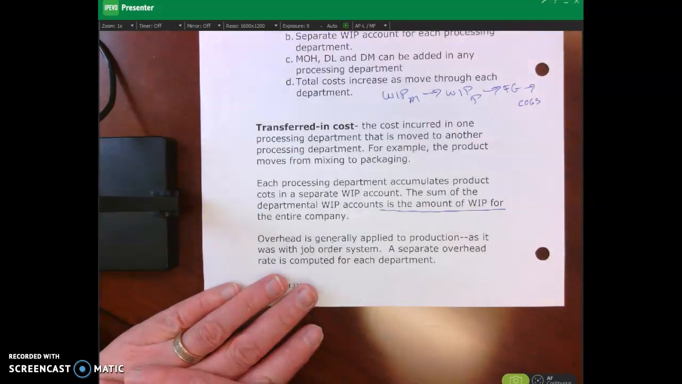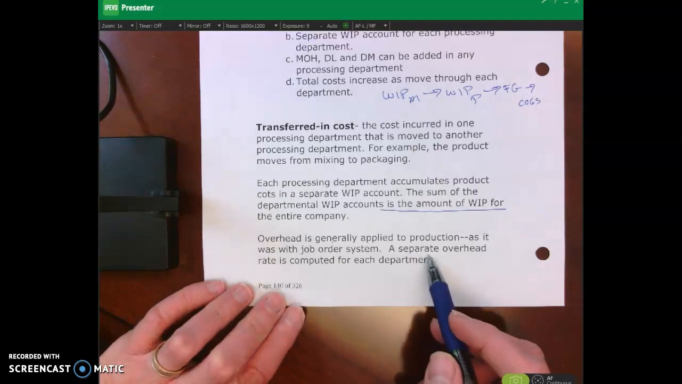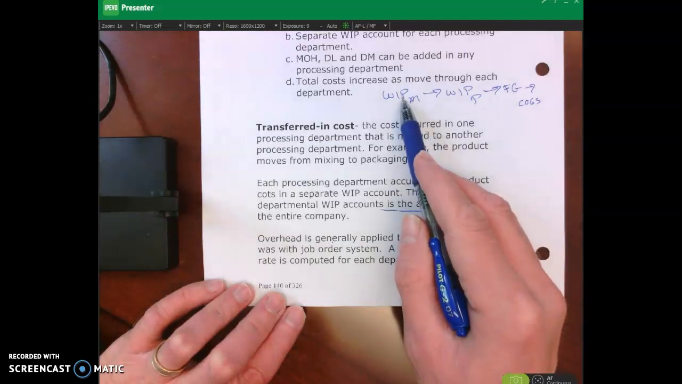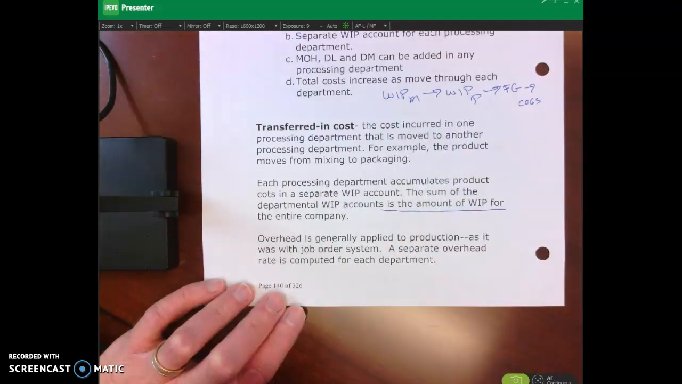Overhead is also generally applied as we did in the prior chapter of job order costing. Remember, the way that we apply overhead is we first calculate the overhead rate by dividing our estimated total overhead by our estimated total allocation basis. That gives us a predetermined overhead rate. And then what we do is we multiply that predetermined overhead rate times the amount of allocation base used during the accounting period. Okay? And what we're saying over here, the difference is that we would have a separate overhead rate for each department. So we would have a separate one for mixing and a separate one for packaging.